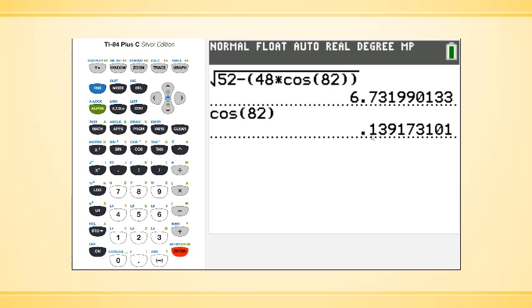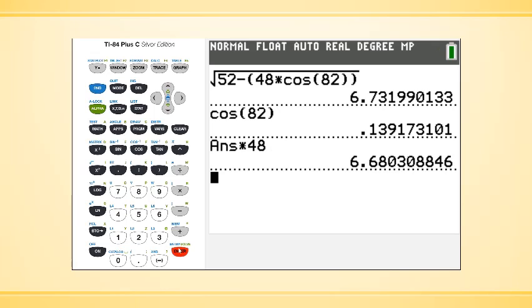You see, I got all of this, 1.139173101. I don't want to have to deal with that. And even if I multiplied that times 48, I'm still going to get a big decimal number, 6.680308846. I don't want to enter that.